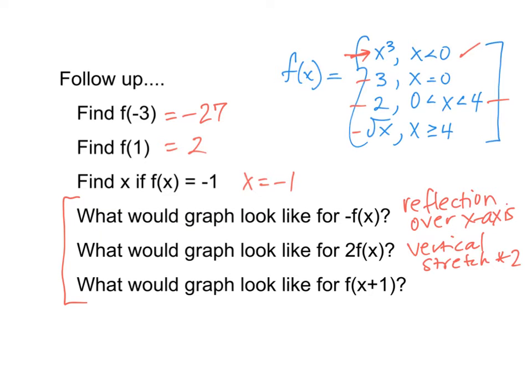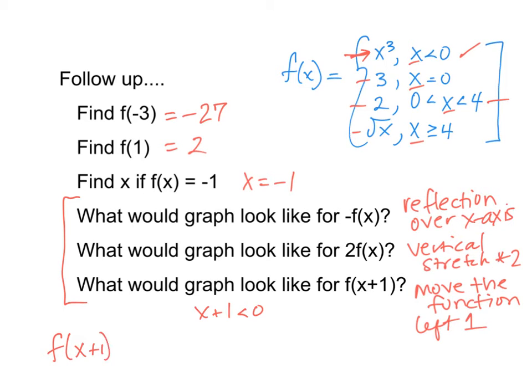The last one's a little more difficult because here what you're doing is changing the input. We know from our transformation rules that this will move the function left 1 value. And what you can do is just take each of these x's here and replace them with x plus 1. So when you take x plus 1 less than 0, it changes the function so that f of x plus 1 equals x cubed when x is less than -1.